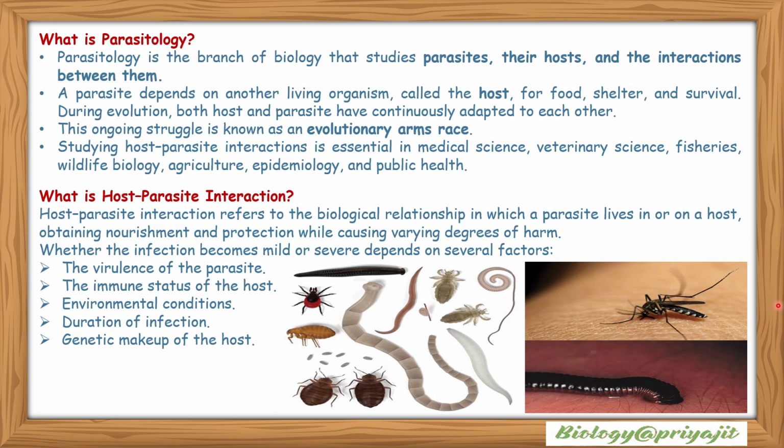A parasite depends on living on another living organism, called the host, for food, shelter and survival. During evolution, both host and parasite have continuously adapted to each other. This ongoing struggle is known as the evolutionary arms race. Studying host-parasite interactions is essential in medical science, veterinary science, fisheries, wildlife biology, agriculture, epidemiology, and public health.